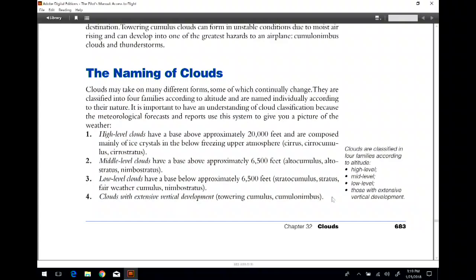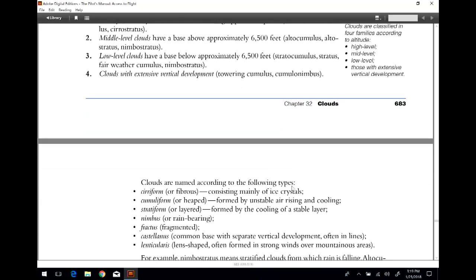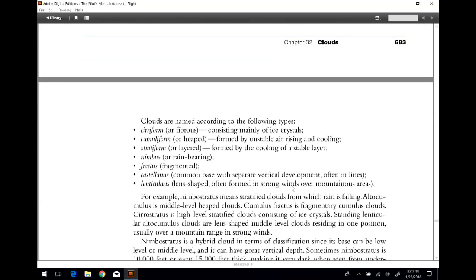Okay. Now, these are 4 families here according to the altitudes: high level, mid level, low level, and those with extensive vertical development. So know that. No cirrus, no altos or stratus, okay? And then the low vertical ones. So now we look at the clouds named according to the following types.